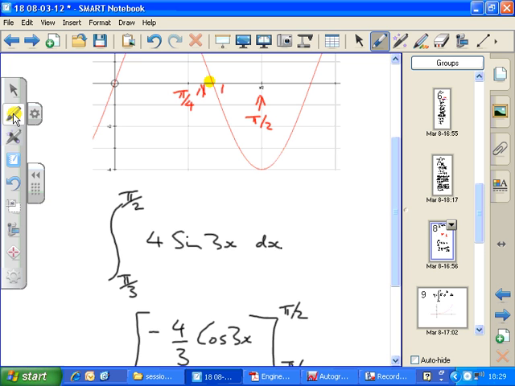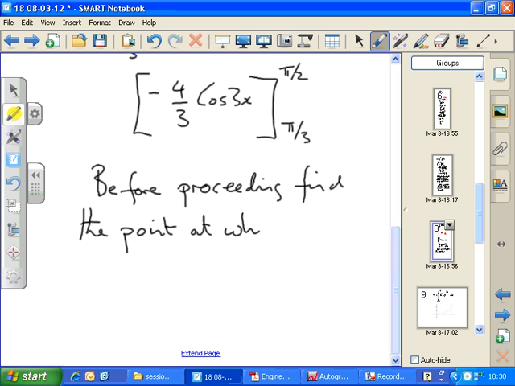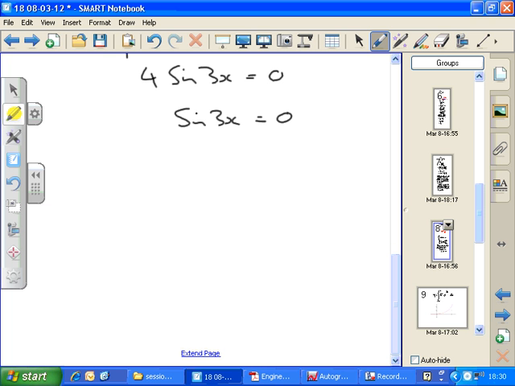Before proceeding, find the point at which 4 sine 3x equals 0. Which is reasonably straightforward to do. If I divide both sides by 4, 0 divided by 4 is still 0, so sine 3x must equal 0. So I'm after the angle whose sine is 0. Okay? Sine to the minus 1 of 0 will equal 3x.